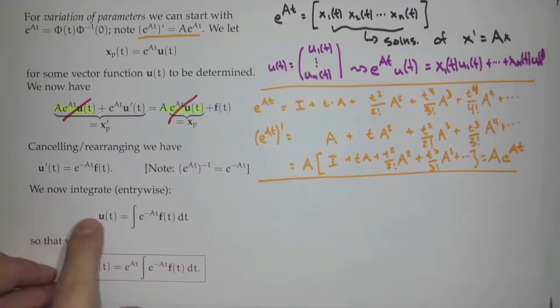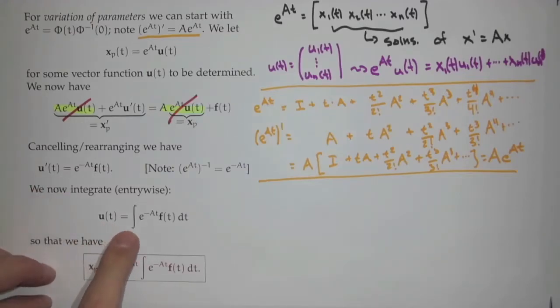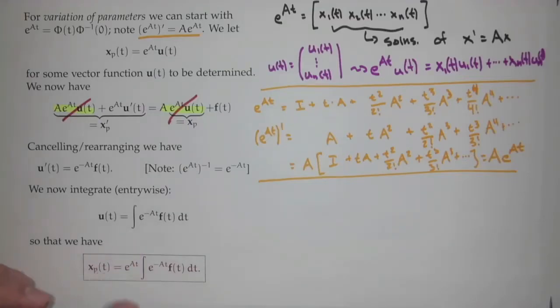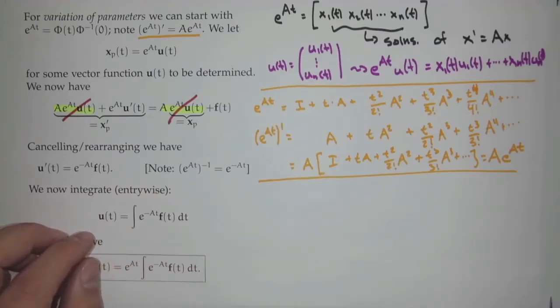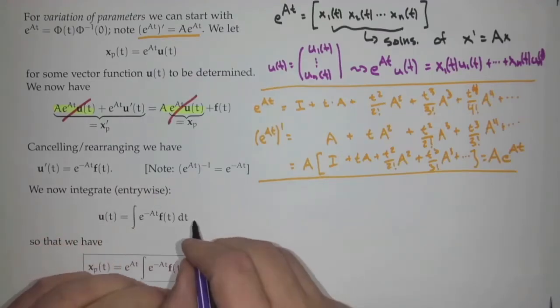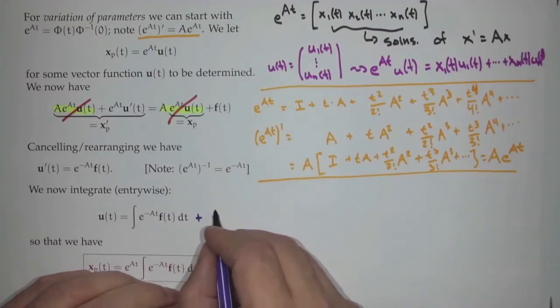And if we integrate, we get u. u of t is the integral of e to the minus At, f of t, dt. We talked about how to take a derivative, but we haven't talked about how to do integration. But the moral is, it's the same idea. Entry by entry, we do it entry-wise. Now, when we have an indefinite integral, what should we put on the end? Plus C.